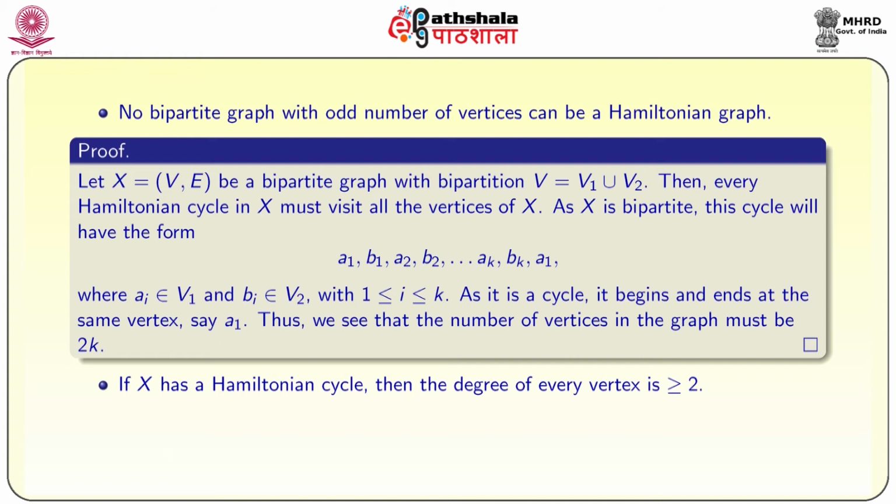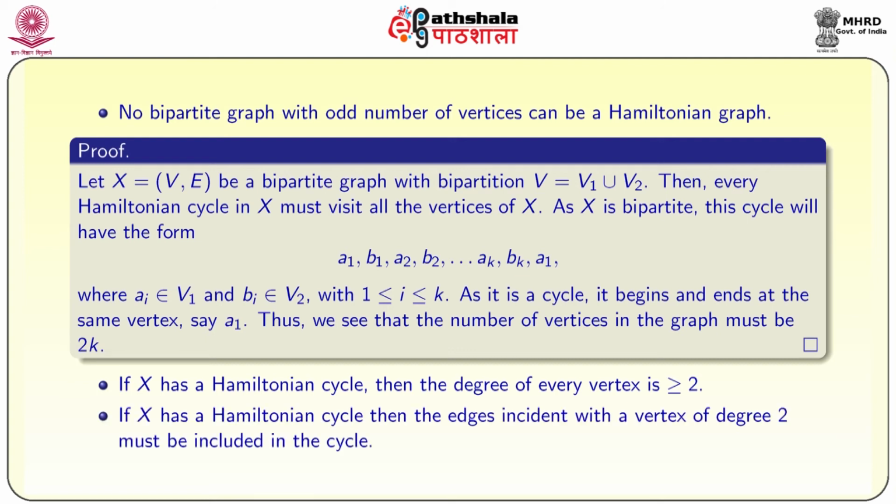If X has a Hamiltonian cycle, then the degree of each vertex is greater than or equal to 2. That can be seen easily. If X has a Hamiltonian cycle, then the edges incident with a vertex of degree 2 must be included in the cycle.